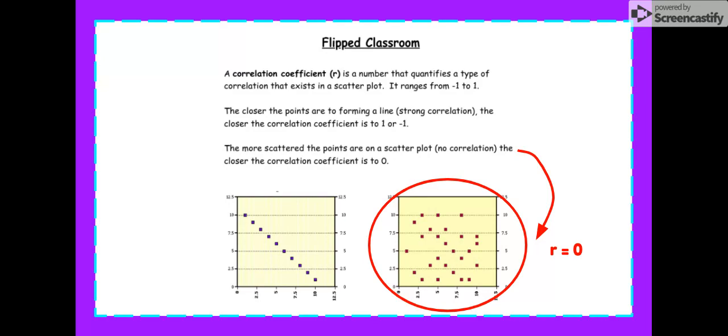What we're going to do next is estimate correlation coefficients for the following scatter plots. But first we have to come up with the range of numbers and what they mean according to the different scatter plots and their correlations. So flip over to the next page, and as I'm writing down these pieces, I want you to write them on your page as well.